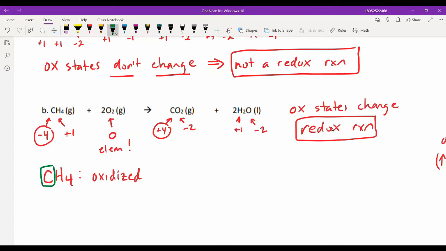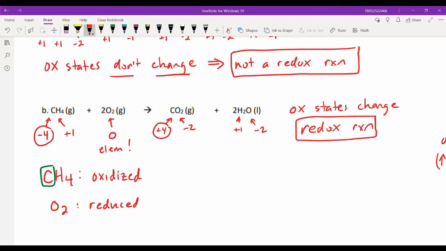And what's reduced? If we look at oxygen in the reactant, it's 0. In the products, it's -2. So the O2 reagent is reduced. It's going down. The oxidation state's going down, being reduced.